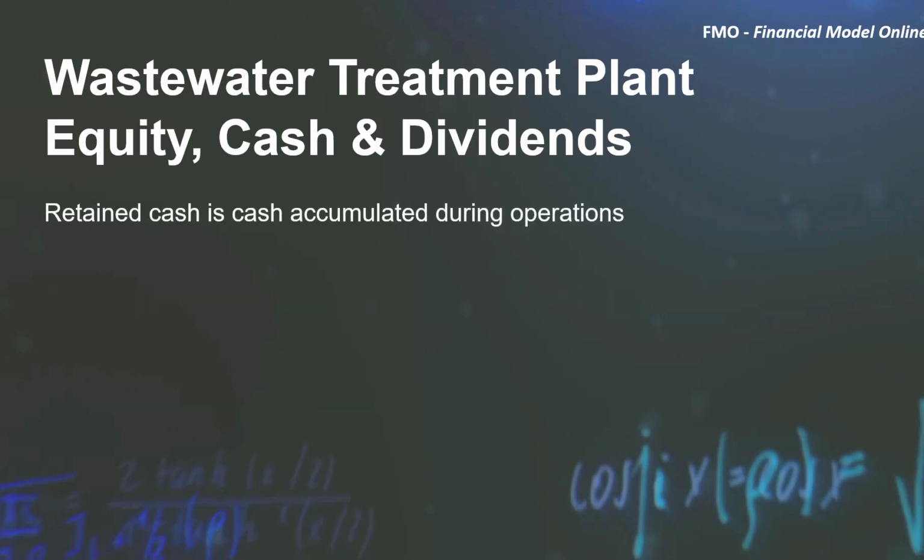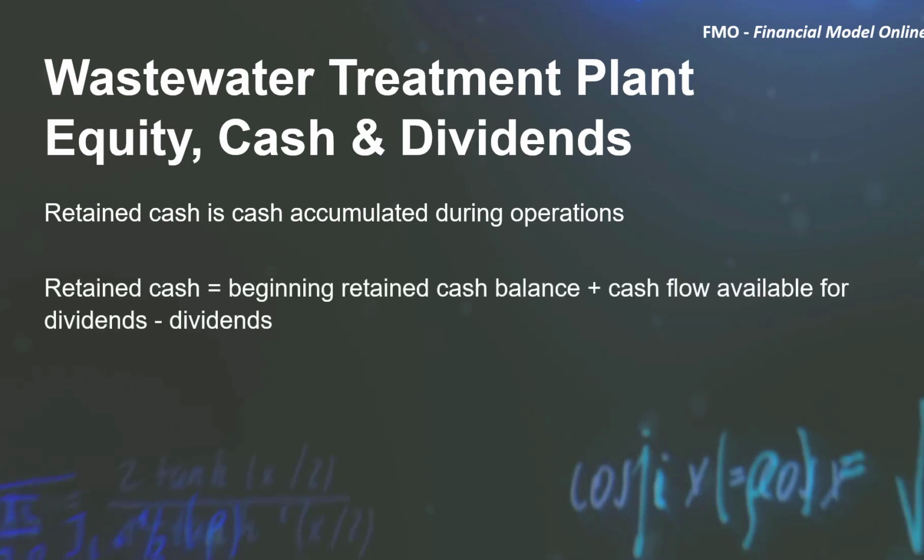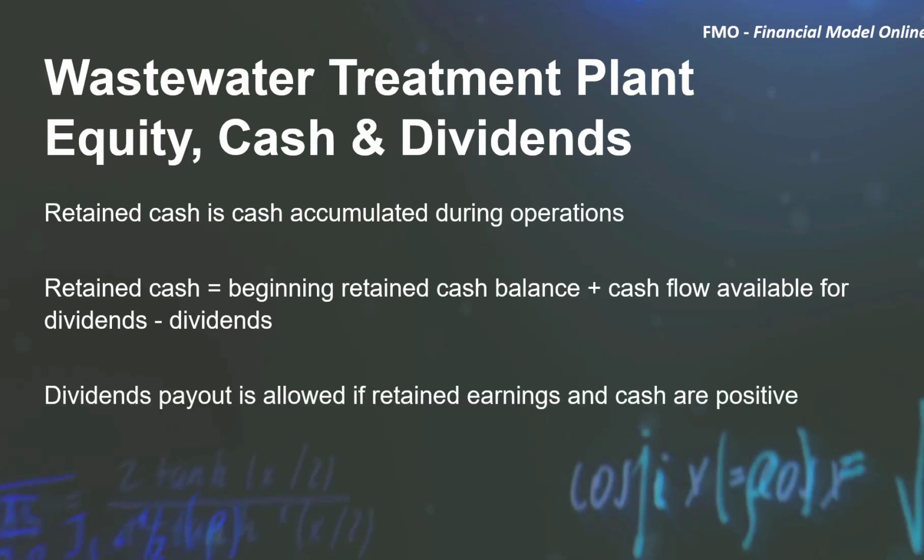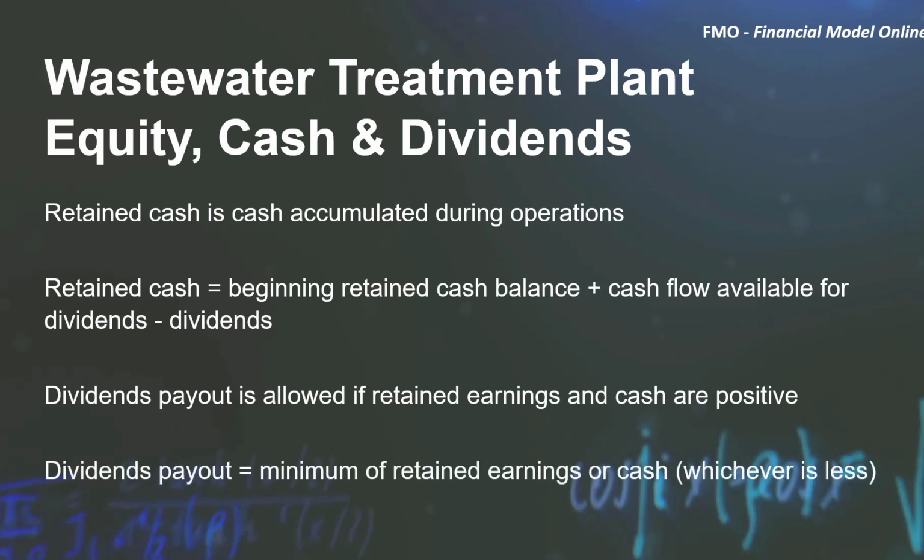And finally, retained cash is cash accumulated during operations. The retained cash formula is beginning retained cash balance plus cash flow available for dividends in that period and less dividends paid in that period. In our model, the dividends payout is allowed if retained earnings and cash are positive, and the formula for dividends payout is the minimum of retained earnings or cash, whichever is less. This is a conservative dividends payout policy, and this is how it is modeled in project finance models.